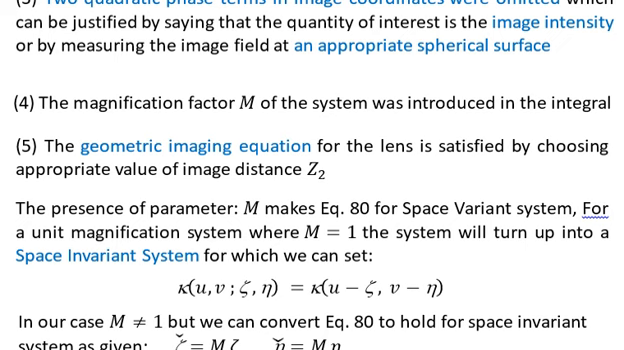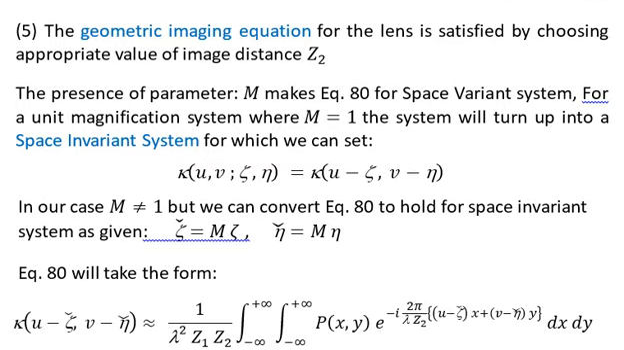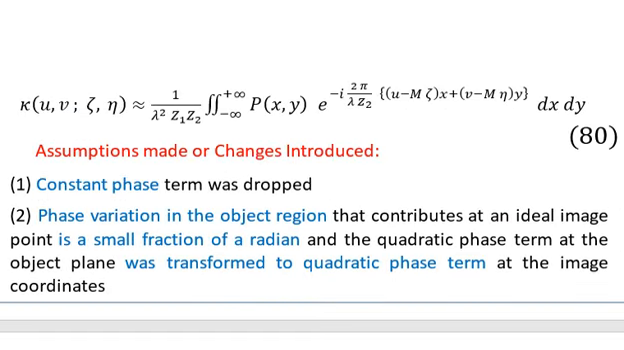So choose z2 in such a way that the equation 1 over z1 plus 1 over z2 minus 1 over f is equal to 0 is satisfied. And you know that the quadratic phase factor was also removed by choosing an appropriate value of z2. Now the presence of a parameter m makes equation 80 for a space variant system. So you see that this equation is written for a space variant system because of the presence of the m.